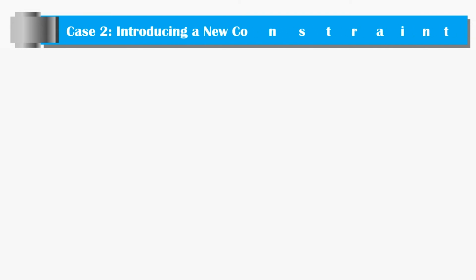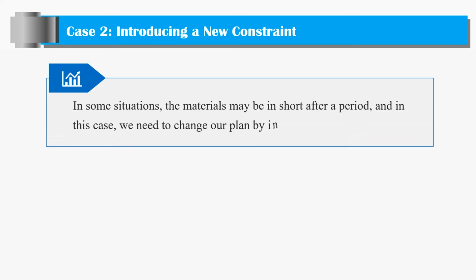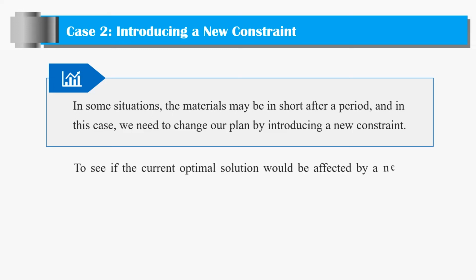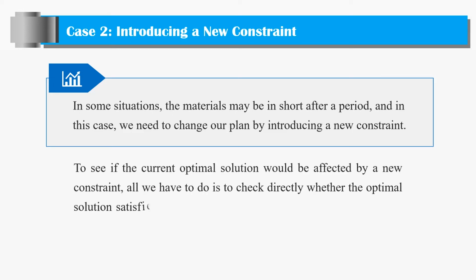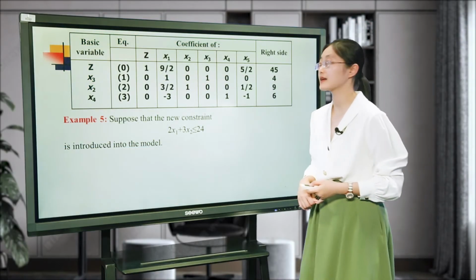Next, we talk about the case of introducing a new constraint. In some situations, the materials may be insured after a period, and in this case, we need to change our plan by introducing a new constraint. To see if the current optimal solution would be affected by the new constraint, all we have to do is check directly whether the optimal solution satisfies the constraint. If it does, then it will still be a feasible solution.